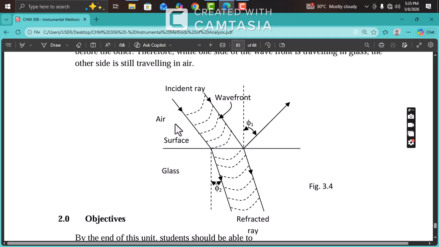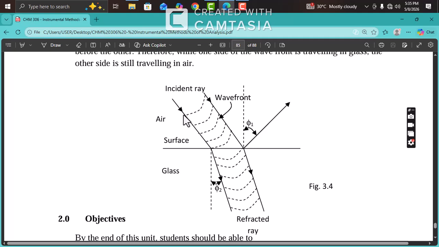So it can happen between air and glass, air and water, air and different solvents. But what must happen is there must be a change in medium. You must change medium from something to something else. It can be a solvent and glass too. It's not always air, so take note of that.